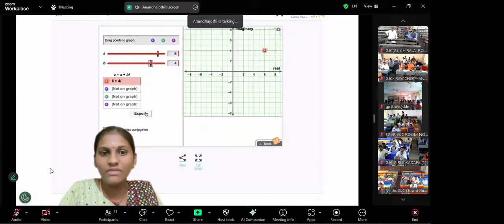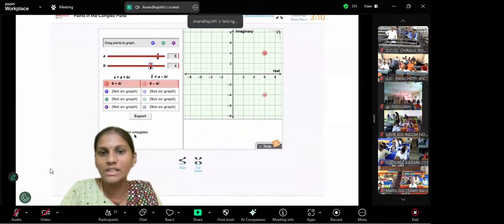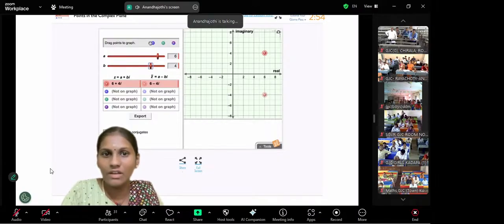When we choose to show the complex conjugates, it will show another dot directly opposite to this one, because the real value sign is the same, but the imaginary part alone changes. So it will replicate. We can show it for 3 more dots.